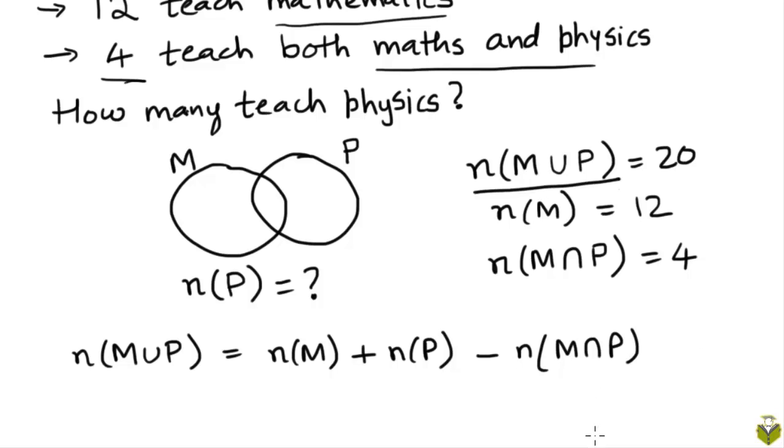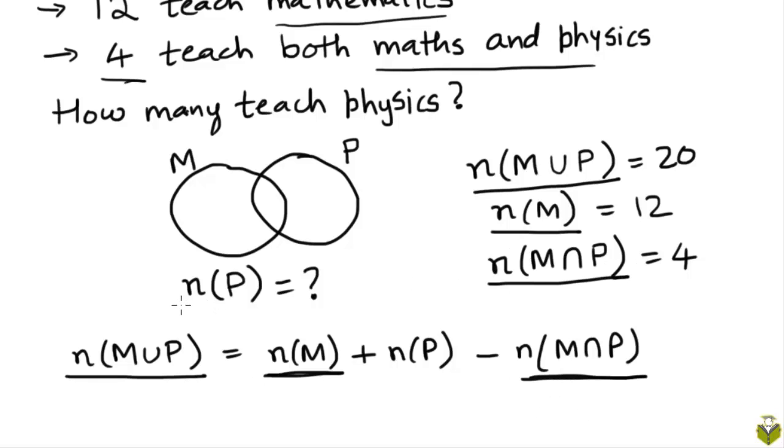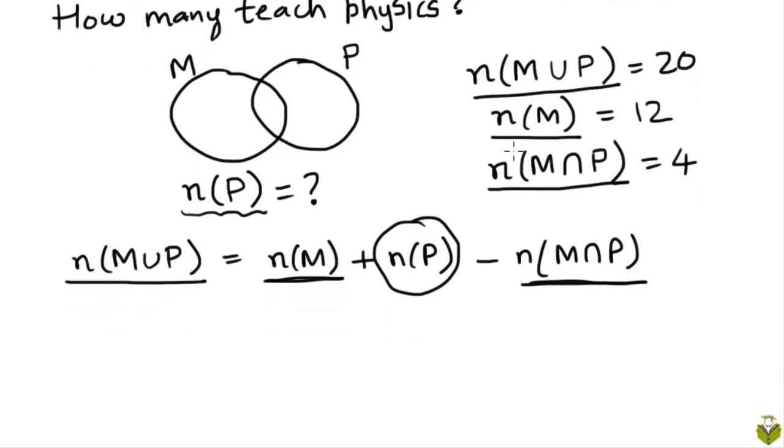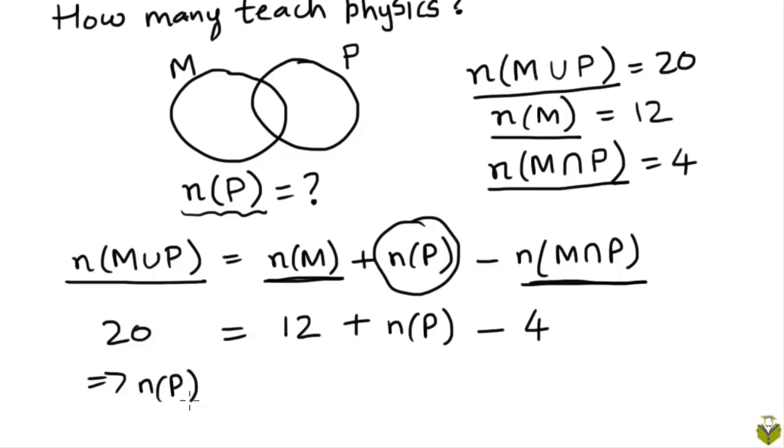We are given N of M union P, so we are given this value. We are given N of M and we are given N of M intersection P, and we are asked to calculate N of P. So this is what we have to calculate, and all of the values are given. So it's just a simple matter of doing basic arithmetic. Just substitute for the values of these three variables and calculate what N of P is. So this is given to be 20, this is given to be 12, and this is given to be 4. So N of P will be 20 plus 4 minus 12, that's 24 minus 12. So there are 12 teachers who teach physics.